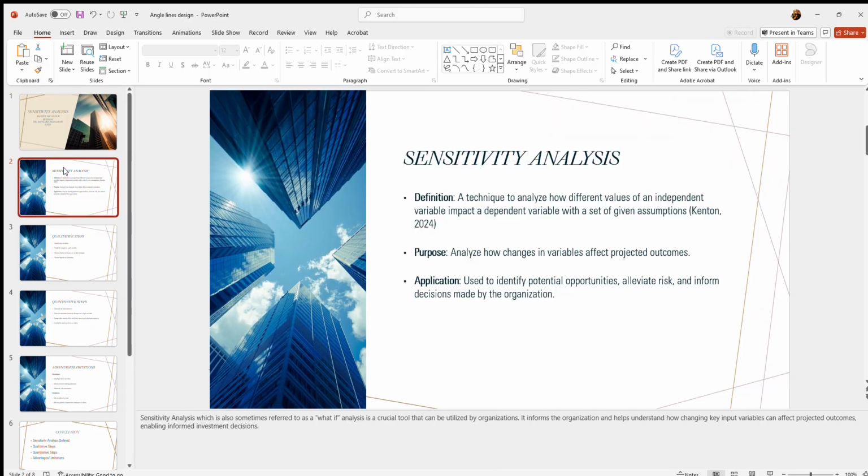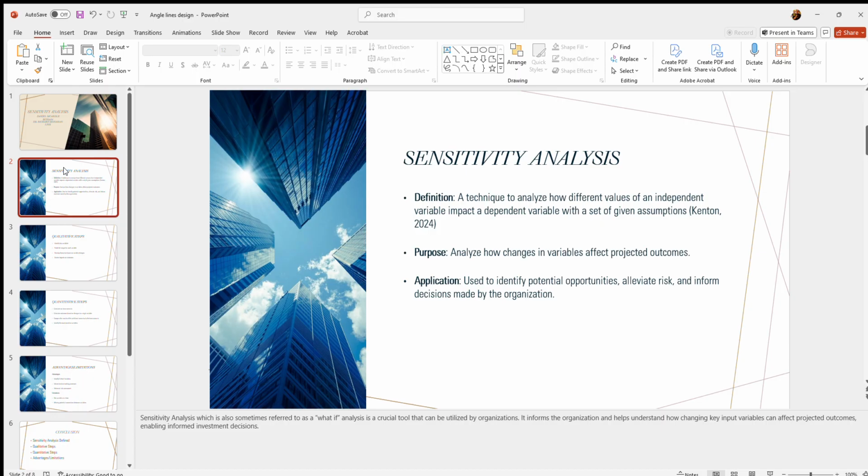First, what is sensitivity analysis? It is a technique used to analyze how different values of an independent variable impact a dependent variable with a set of given assumptions. Kenton, 2024.